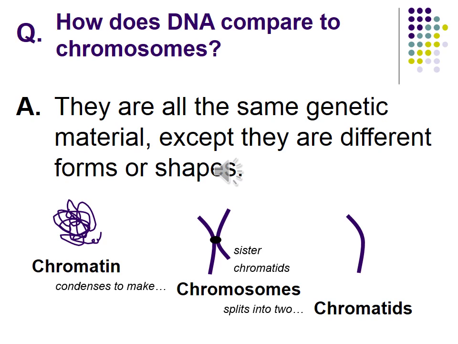So these are called sister chromatids, and they're basically copies of the same genetic material, so the same DNA being copied. And chromatids are basically the single pieces, so there are different names depending on whether they are alone. When they're alone, they're chromatids, and when they're together, they're chromosomes.